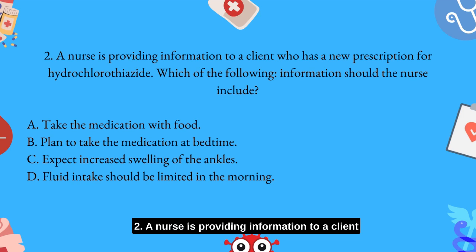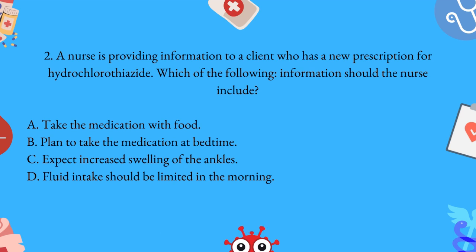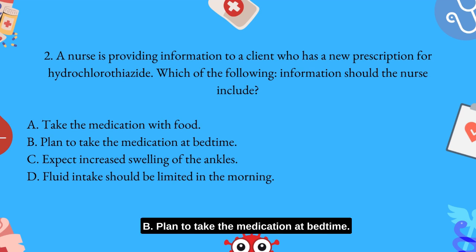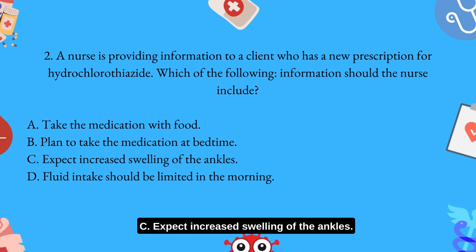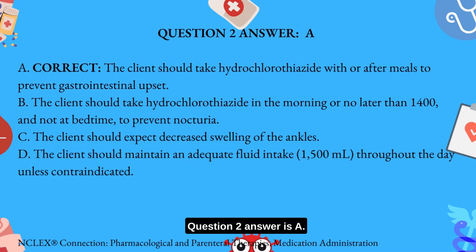2. A nurse is providing information to a client who has a new prescription for hydrochlorothiazide. Which of the following information should the nurse include? A. Take the medication with food. B. Plan to take the medication at bedtime. C. Expect increased swelling of the ankles. D. Fluid intake should be limited in the morning. Question 2 answer is A.